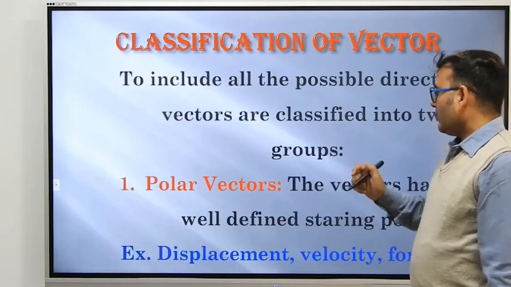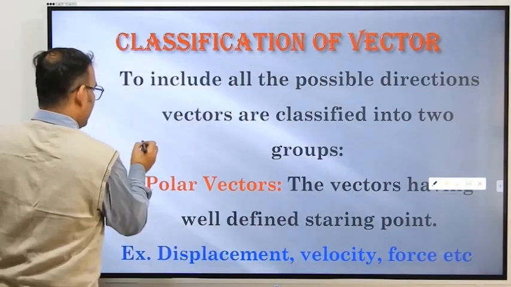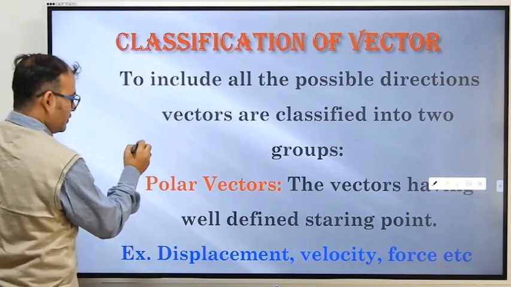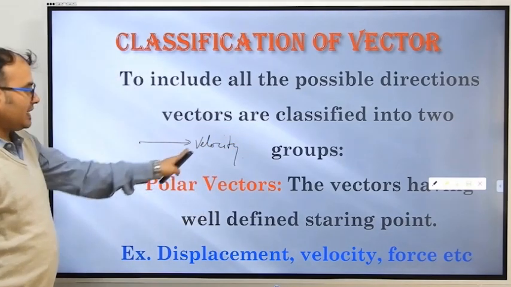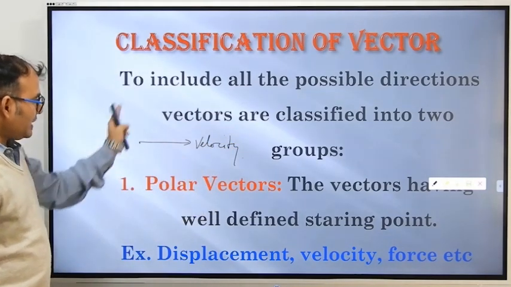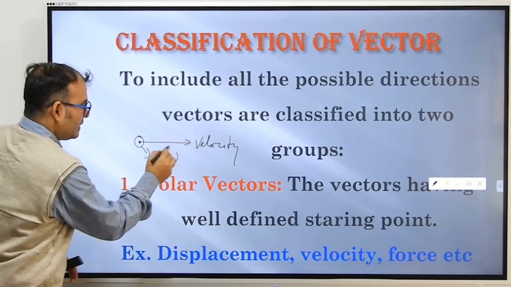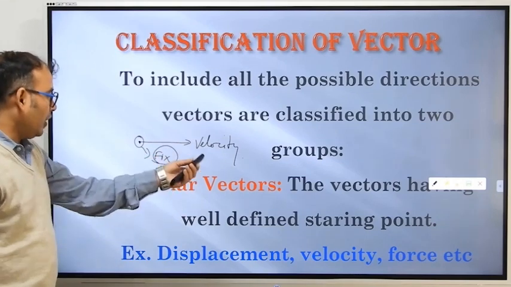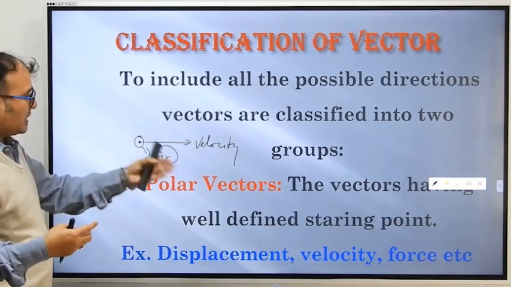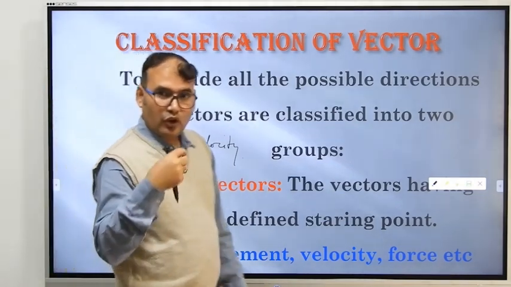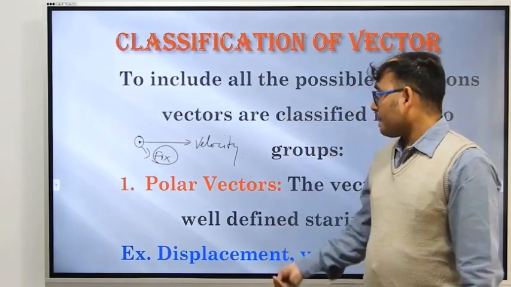So I am giving you one example of polar vector here. Suppose one vector is there, the velocity. So this is the velocity vector, right? We are representing the velocity vector here. That means this velocity vector has a definite, fixed starting point. So we will keep this vector in the group of polar vectors. Displacement vector, velocity vector, force vector, many others are there. So these are the vectors which have a specific, well-defined, fixed starting point. These vectors are called the polar vector.